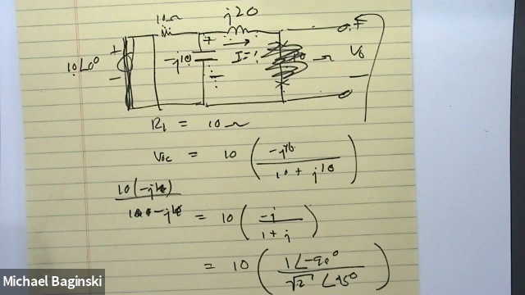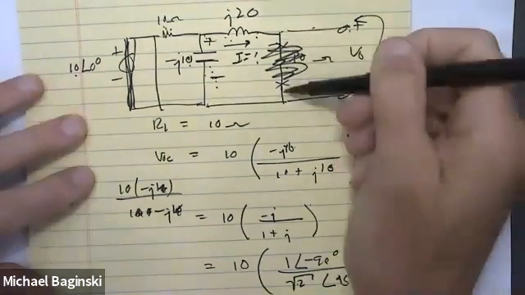Anyway, yes, sir. For the VOC, why is it 10 plus J10 on the denominator? All right, when we're getting the open circuit voltage, right?